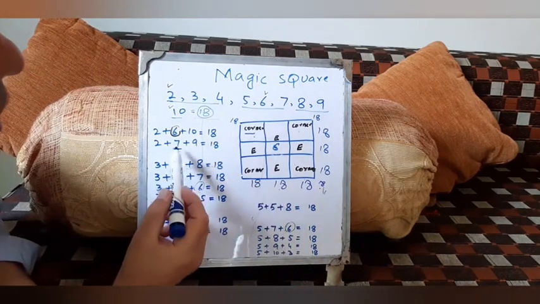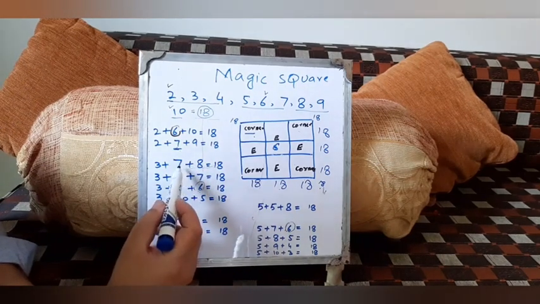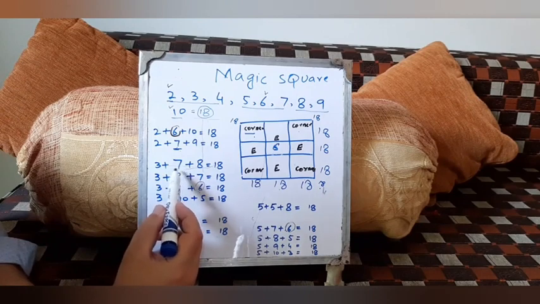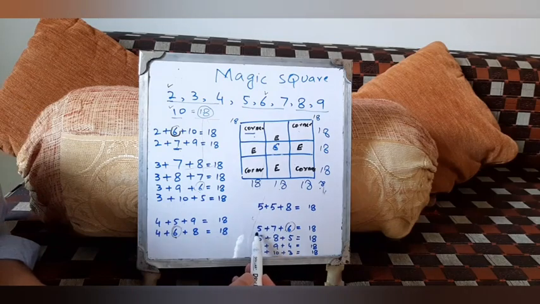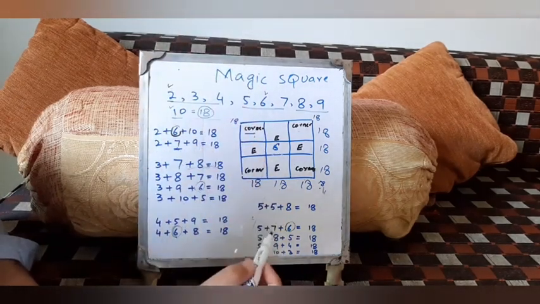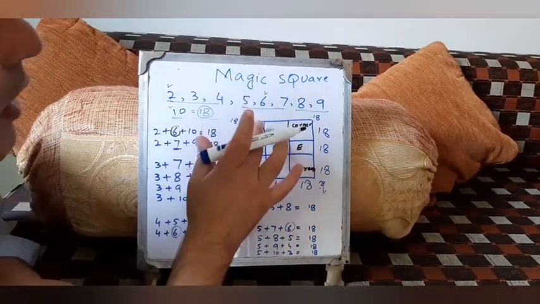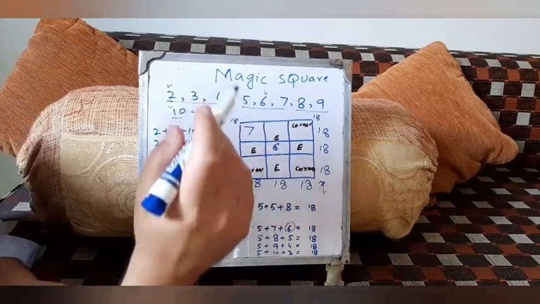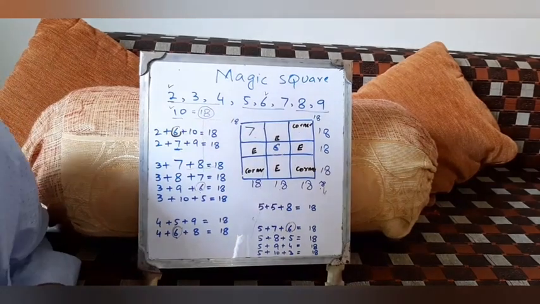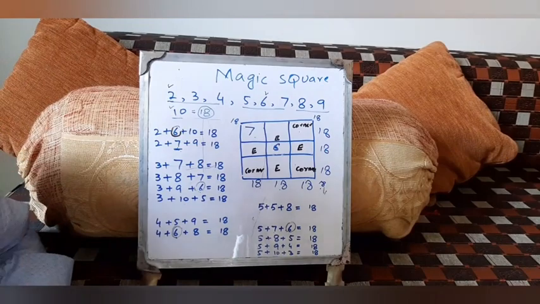So, 7 is present here with 3. And 7 is present here with 5. So, it means that 7 is involved in three different sums. That's why it would come at the corner. So, tell me, whether 7 is even or odd? 7 is odd.